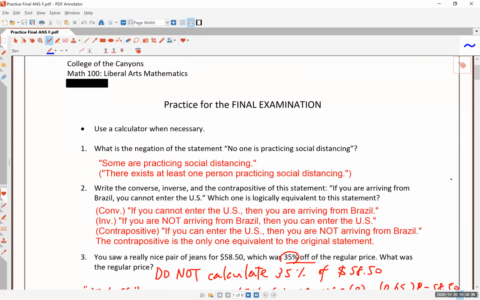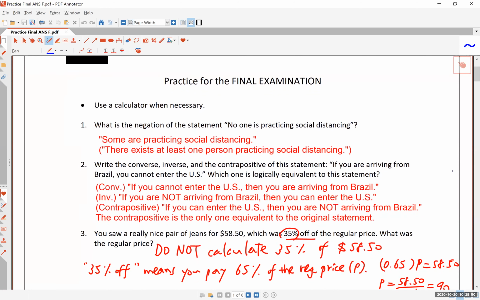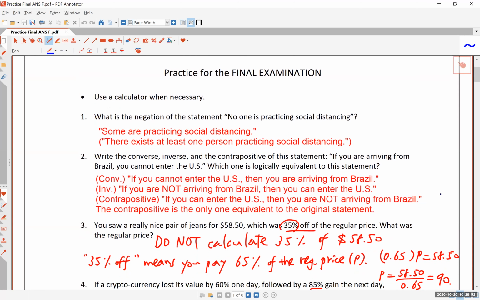All right, the first few questions have to do with logic, chapter one. I hope you remember that chapter. Okay, so the first question: what is the negation of the statement, no one is practicing social distance? And now remember, when you negate something, you have to basically come up with the sentence that always has the opposite truth value, regardless of if the statement is true or not.